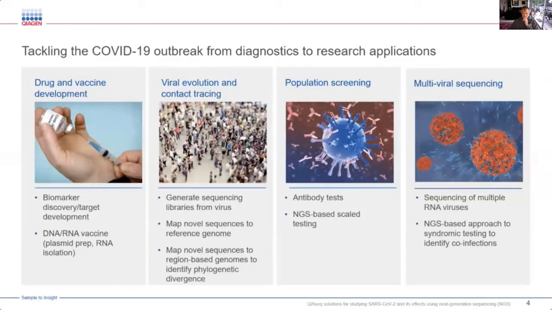And finally, as we talk about the flu season coming up, there's also an interest in understanding what type of co-infections are present as part of the SARS-CoV-2 viral infection. With that, there'll be a need to sequence the genomes or targets of multiple viruses in addition to SARS-CoV-2.